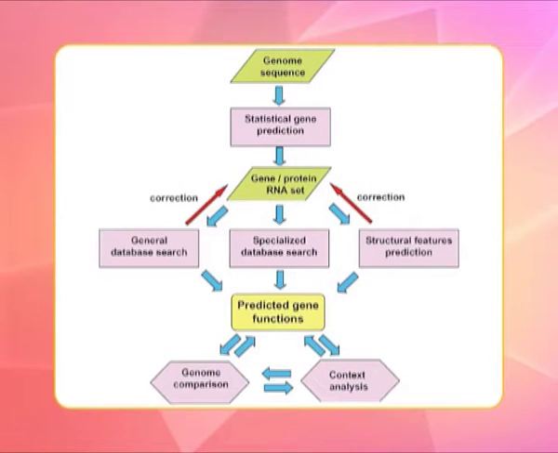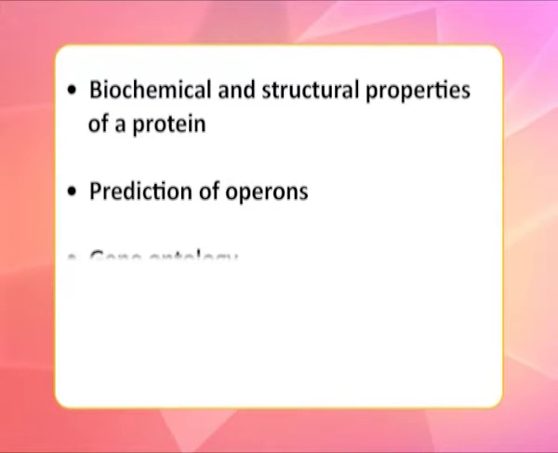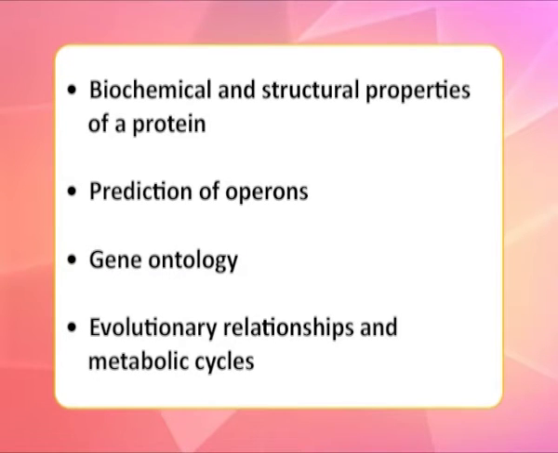Annotation of proteins involves searching for gene function. Besides general predictions about gene and protein function, other information can be found in an annotation, such as biochemical and structural properties of a protein, prediction of operons, gene ontology, evolutionary relationships, and metabolic cycles.